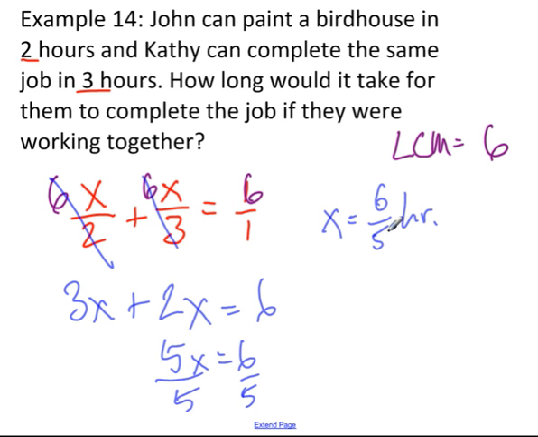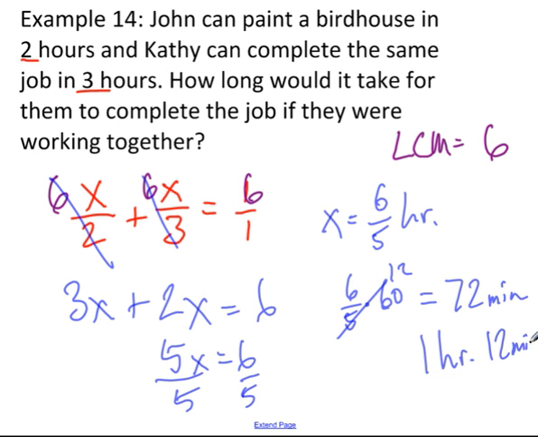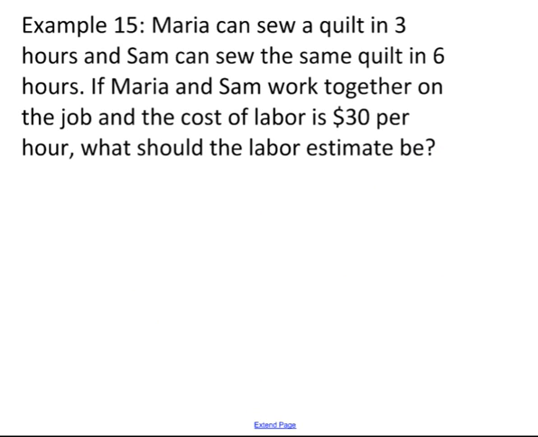Nobody talks about hours in that way other than maybe like half an hour or quarter hour. 6/5 of an hour doesn't make much sense to us. So I'm going to take 6/5, multiply that by 60 for 60 minutes. 60 divided by 5 is 12, and 6 times 12 is 72 minutes, which would be the same thing as 1 hour and 12 minutes. So it'll take John 2 hours on his own, Kathy 3 hours on her own. Together they'll get it done in 1 hour and 12 minutes, assuming they don't get in each other's way.